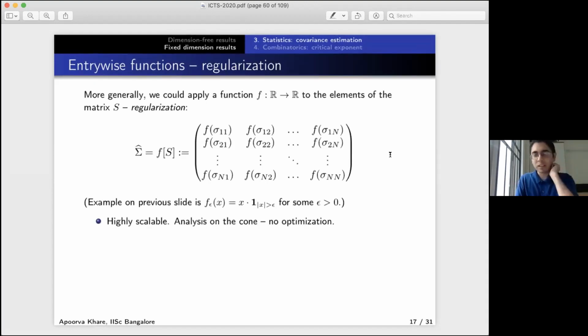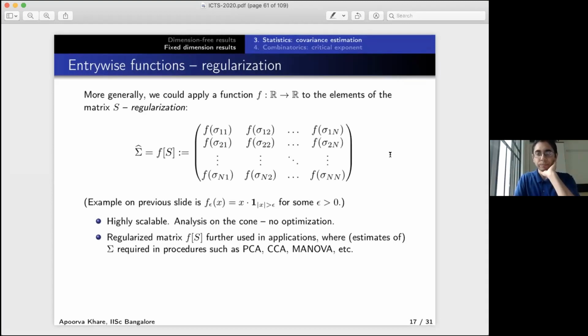And clearly there is no optimization here. There are no recursive algorithms or anything. You just directly apply the function to the entries of the matrix. This is very scalable, and the regularized matrix is further used in applications.